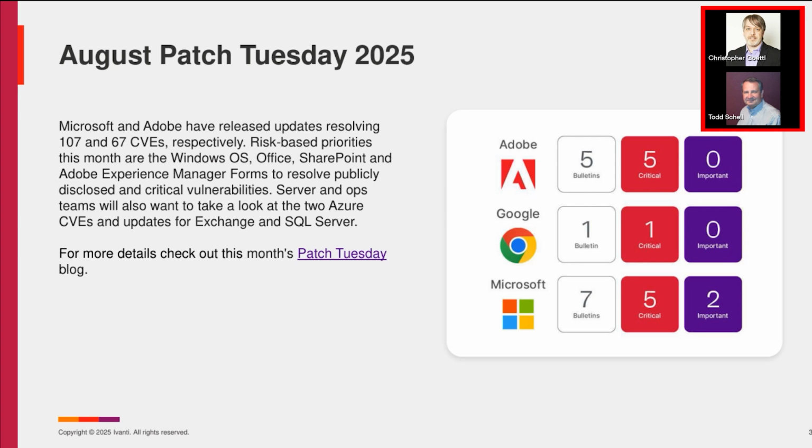Starting off with the updates that came out this month. Adobe did have a rather large release, 13 overall products that were updated, 5 of those that we support currently with the Creative Suite. And then Google Chrome did release later in the day, so we did capture that. And then we've got 7 updates from Microsoft this month, including Exchange and SQL. So a couple of not so regular products being updated this month as well.